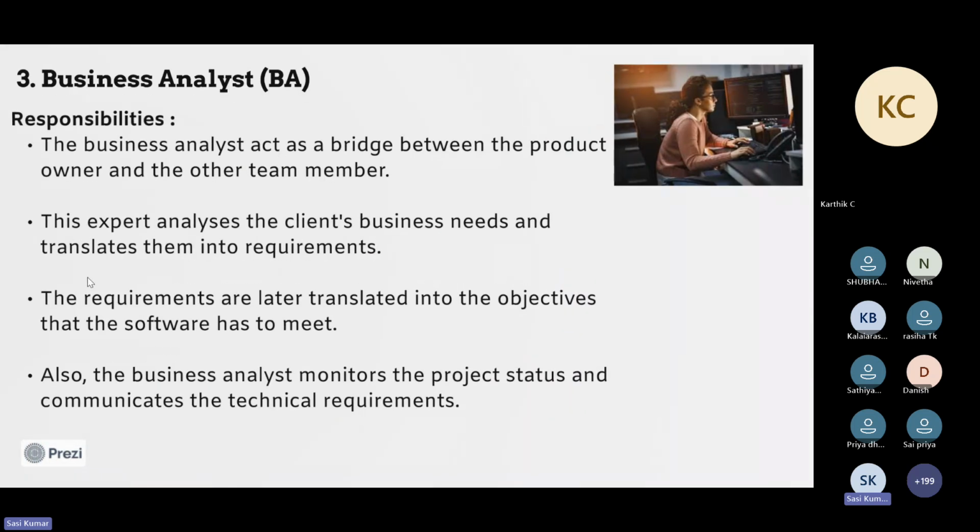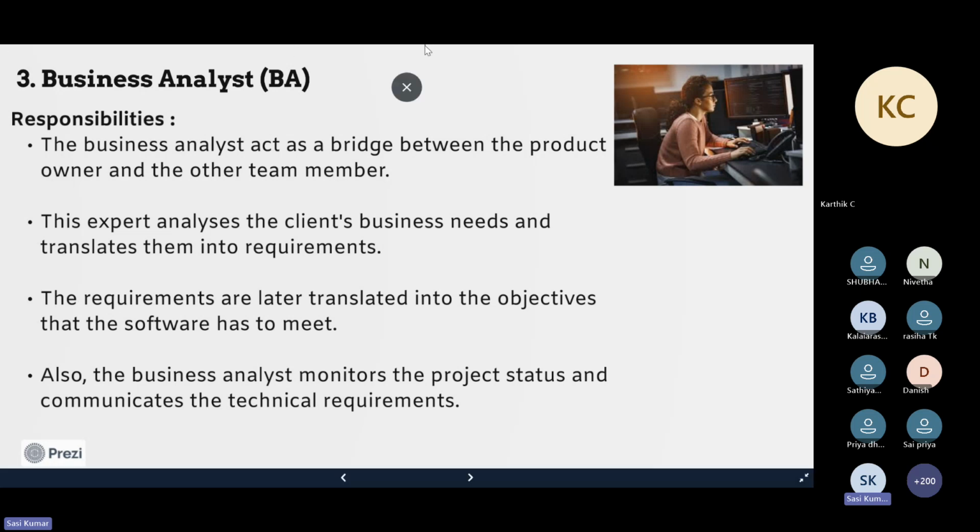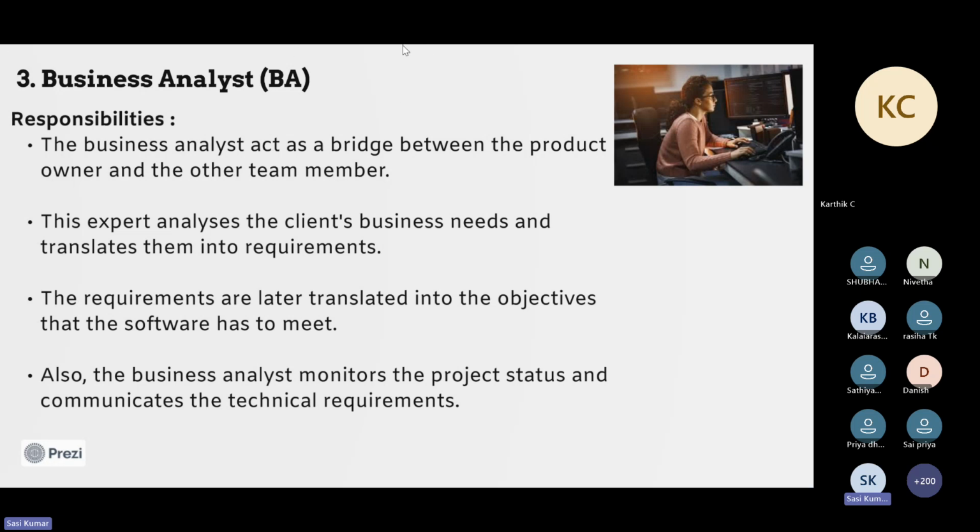So we can call them a BA. The product owner might not be a technical guy, need not be a technical guy. It means he doesn't need to be aware of technical stuff like Java or any of the technologies. What he knows is only business related, product related. Similarly, a business analyst also might not be a technical person, or need not be a technical person, right?